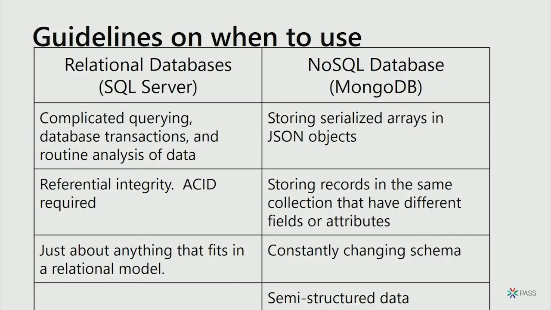When should you consider using a NoSQL database such as Mongo? If you're storing serialized arrays that are already coming in as JSON. If you're storing records in the same collection that have different fields or attributes. If you have a constantly changing schema, this can be a very good use case for MongoDB. If you have semi-structured or unstructured data is another one. And again, with the lines blurring, with all the new SQL Server releases and all the new Mongo releases, some of these you can even make cases for either way.